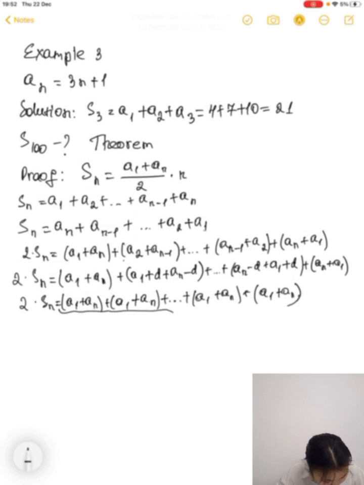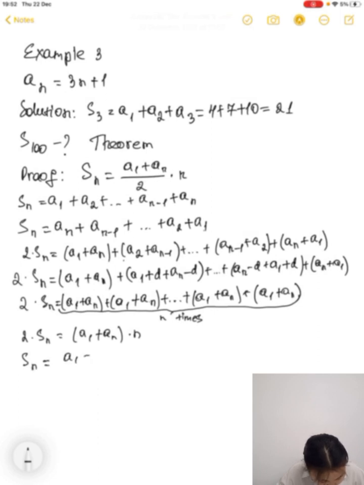This is n times, and 2 times S sub n is equal to a sub 1 plus a sub n times n. And next, S sub n is equal to a sub 1 plus a sub n over 2 times n.